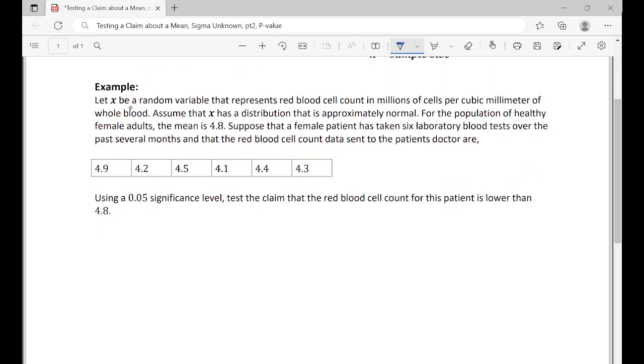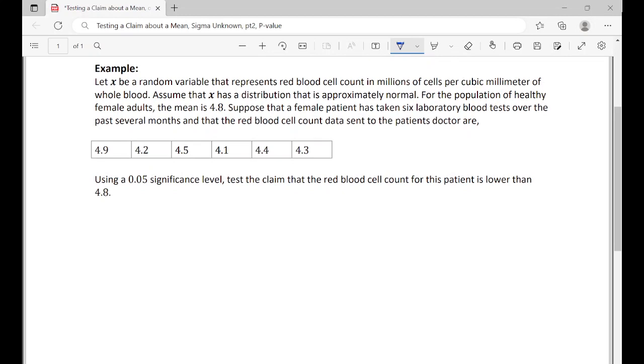So, let x be a random variable that represents red blood cell count in millions of cells per cubic millimeter of whole blood. Assume that x has a distribution that is approximately normal. For the population of healthy female adults, the mean is 4.8. Suppose that a female patient has taken 6 laboratory blood tests over the past several months and that the red blood cell count data sent to the patient's doctor are as follows: 4.9, 4.2, 4.5, 4.1, 4.4, and 4.3. We are going to be using a 0.05 significance level, and we're going to test the claim that the red blood cell count for this patient is lower than 4.8.